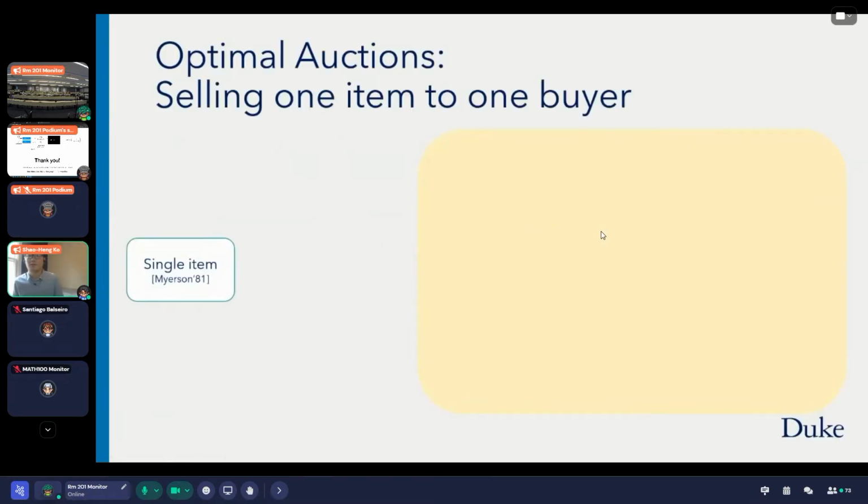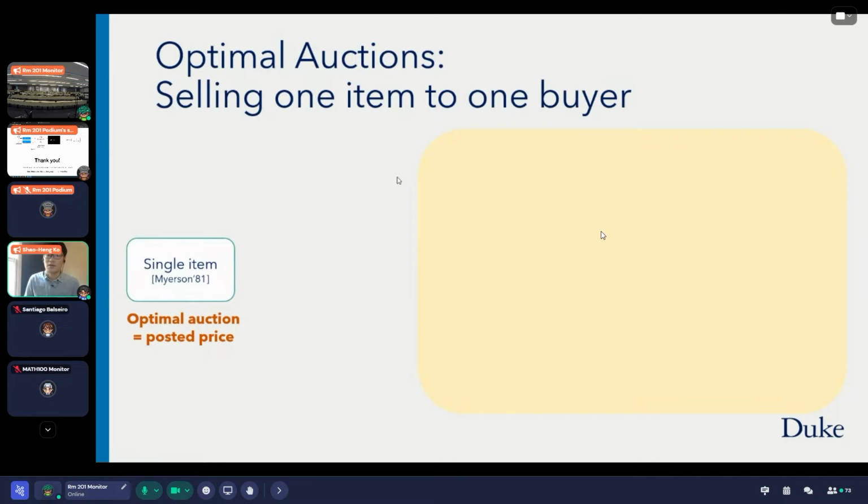So one of the fundamental questions in auction theory is designing optimal auctions, or the auctions that maximize the seller's revenue. So when there's only a single item and a single buyer whose private value is drawn from a known distribution, the optimal auction is just a fixed deterministic price. But that's not the case anymore when we extend to more general settings.